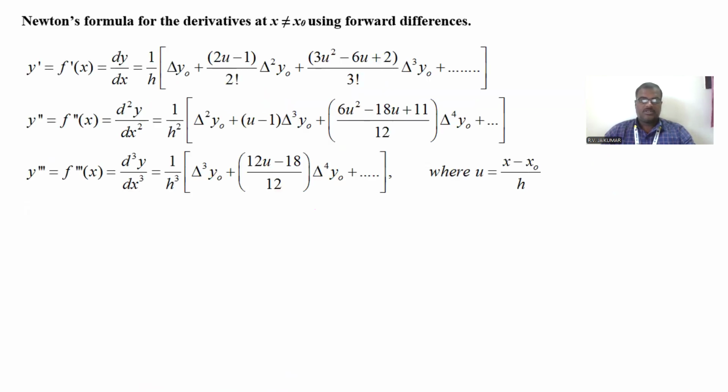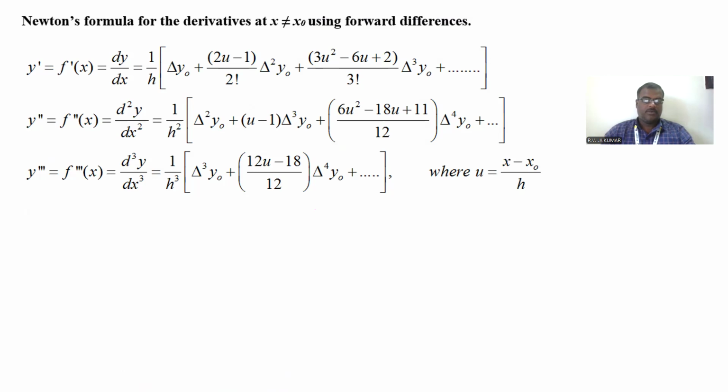Before that, we have to discuss what formulas we have to identify. Learn Newton's formula for the derivatives at x not equal to x naught using forward differences. y dash or dy by dx equals 1 by h [delta y naught plus (2u minus 1) by 2 factorial into delta square y naught plus (3u square minus 6u plus 2) divided by 3 factorial delta cube y naught plus and so on].